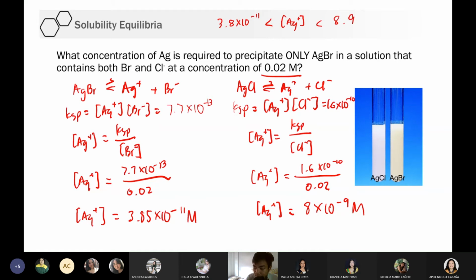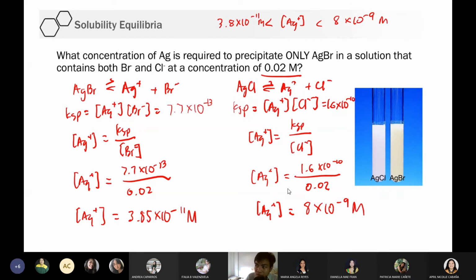Tapos, explain ko kung bakit ganyan yung sagot natin. Okay. So, ito dapat yung range ng Ag ions in order to precipitate the AgBr and not the AgCl. Okay. So, bakit greater than 3.8 times 10 raised to negative 11? Kasi sabi nga natin, Q must be greater than K. So, that means yung concentration natin should be greater than this. Okay. Ito kasing given sa K. So, kailangan mas mataas pa dito para mabuo itong AgBr. However, it must be less than this from the AgCl. It must be less than this.